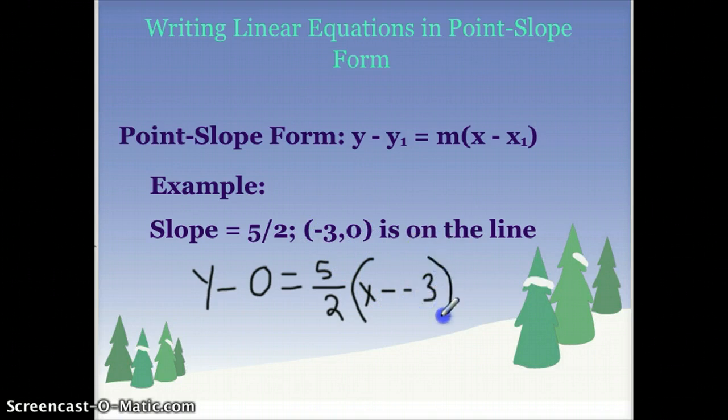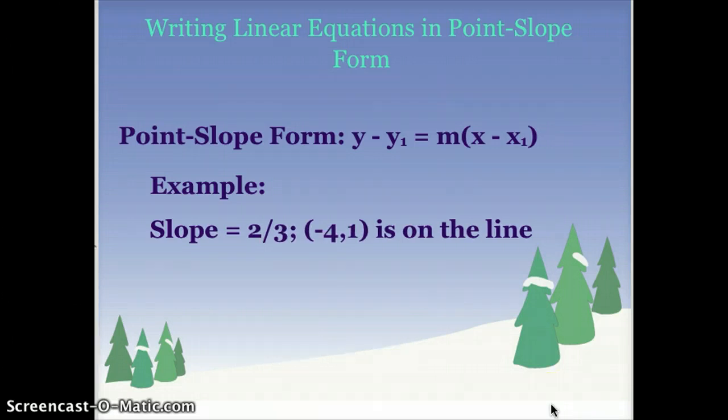And look what happens there. We can simply say y minus 0 equals 5/2 times the quantity x plus 3, because two negatives make a positive. Try one more. Your answer should be y minus 1 equals 2/3 times the quantity x plus 4, because again, two negatives turn into the positive.